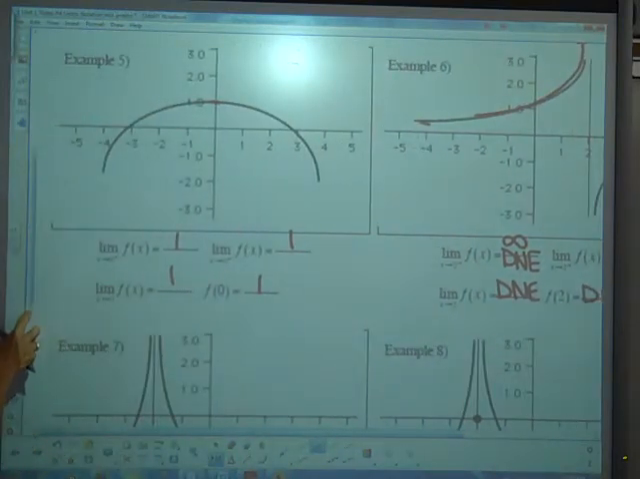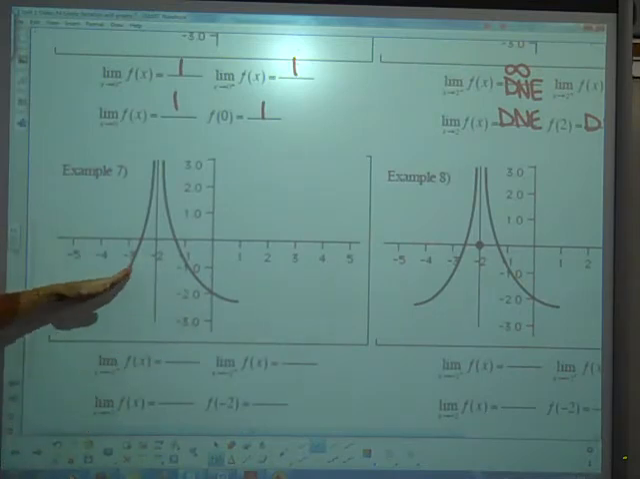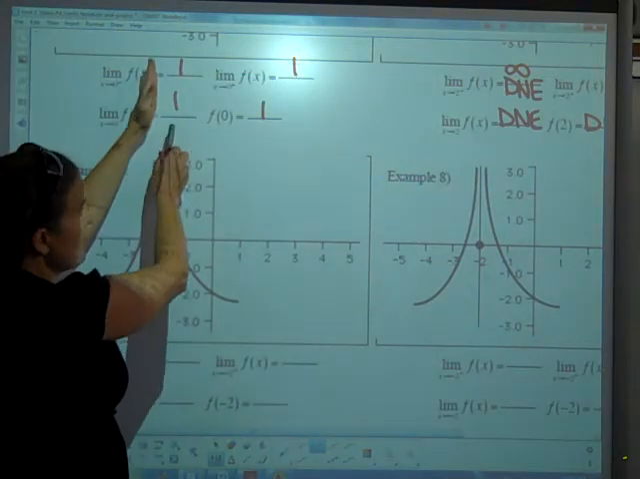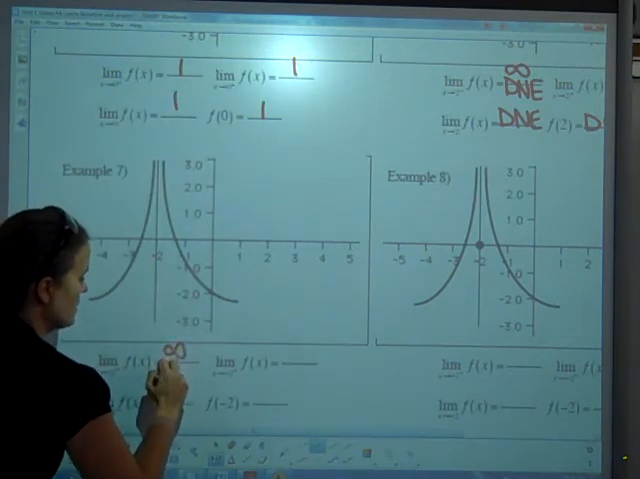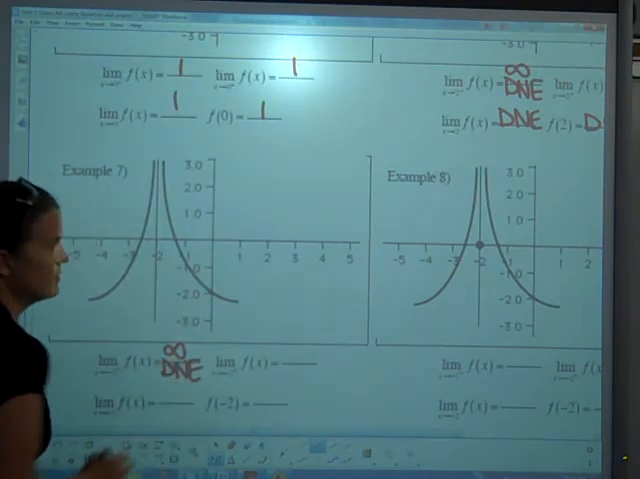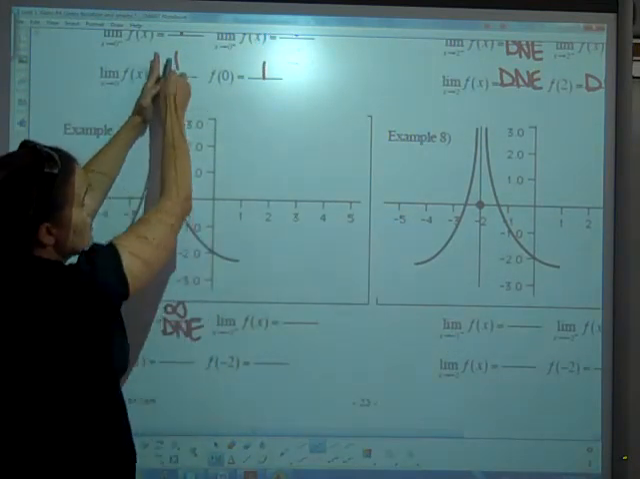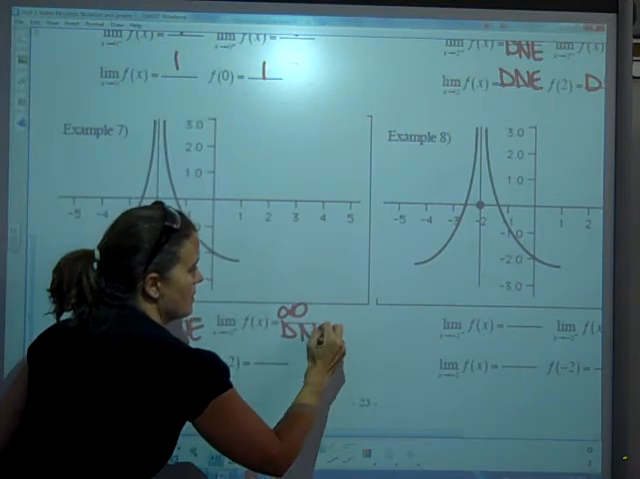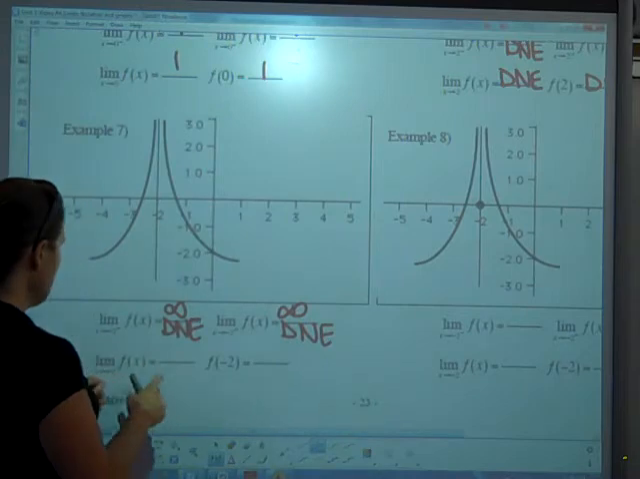Okay, we got a few more here. Example number 7, we're looking again as we approach -2 from the left. So -2 from the left, we're getting closer and closer to this asymptote, but never actually reaching it. Again, we would be increasing without bound. So positive infinity, or does not exist. Okay. -2 from the right, again, increasing without bound. So positive infinity, or does not exist. Okay. Now, because they were both increasing without bound, that would be an acceptable answer.